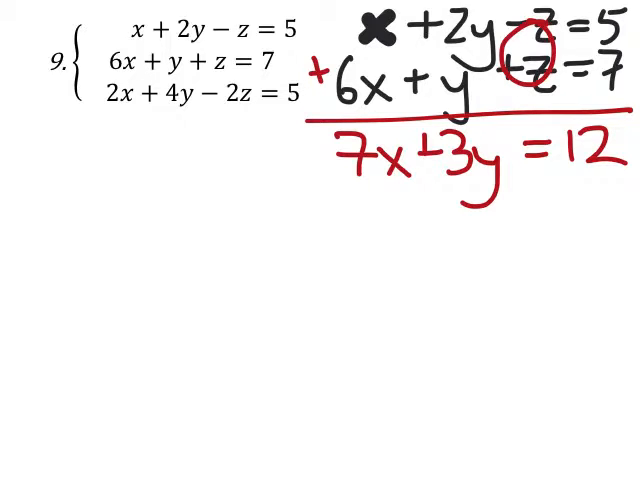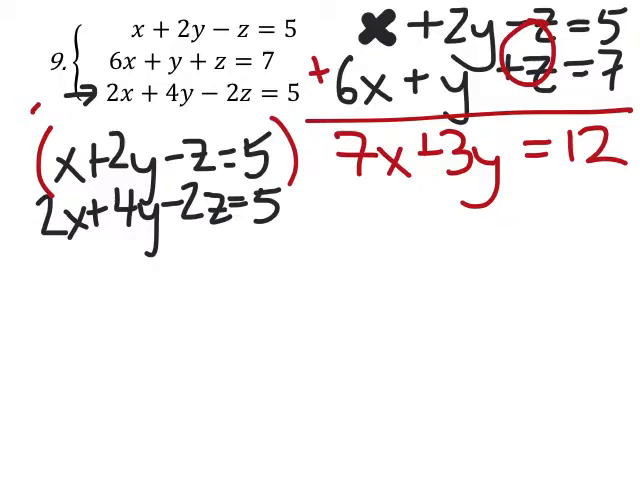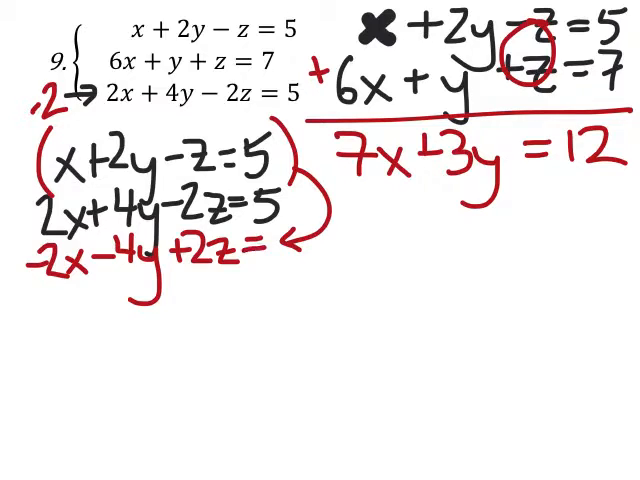Now I'm going to choose that top equation, x plus 2y minus z equals 5. And since I haven't used that bottom equation yet, I'll have to combine it with this top equation. I'm going to need to multiply this top equation by a negative 2. I can just multiply it by 2. I'm going to take a shortcut. That's going to give me an equation. I'm going to write it right here. I've got a negative 2x minus 4y plus 2z equals negative 10.